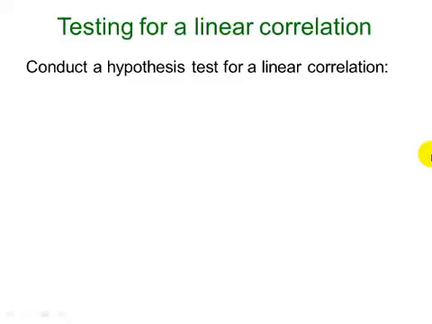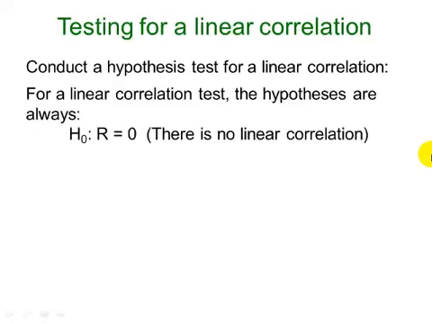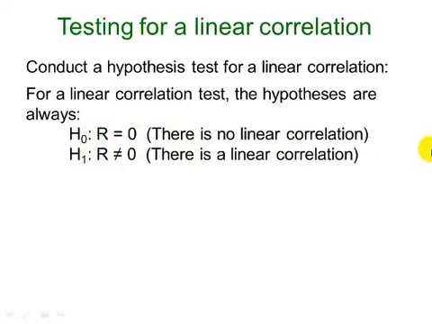Since we've already talked about hypothesis tests, we're also going to look at conducting hypothesis tests to determine whether there's a linear correlation. Now these tests are a little bit easier because we don't have to do very much work to come up with our null and alternative hypotheses. For linear correlation tests, the hypotheses are always like this. The null hypothesis is that capital R equals 0, saying there's no linear correlation. The alternative hypothesis is that R is not equal to 0, and that implies that there is a linear correlation.